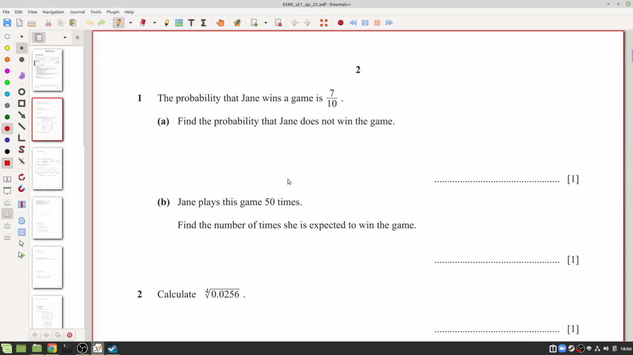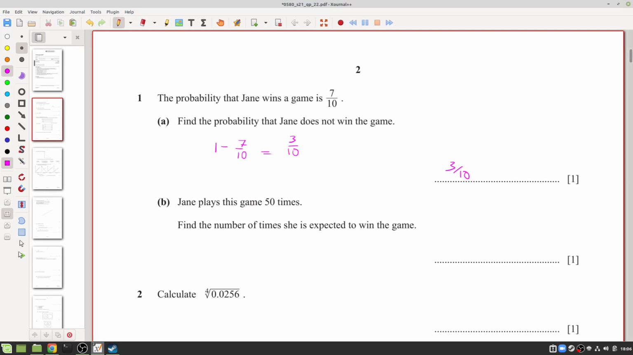For pi, we'll just use the pi on the calculator. Okay, first up we have the probability that Jane wins a game is 7 out of 10. What is the probability that she does not win a game? Okay, so the only options are she wins or she does not win. So to get the probability that she does not win, it's 1 minus the probability that she wins. And that's going to be 3 over 10. So that's the probability that she does not win.